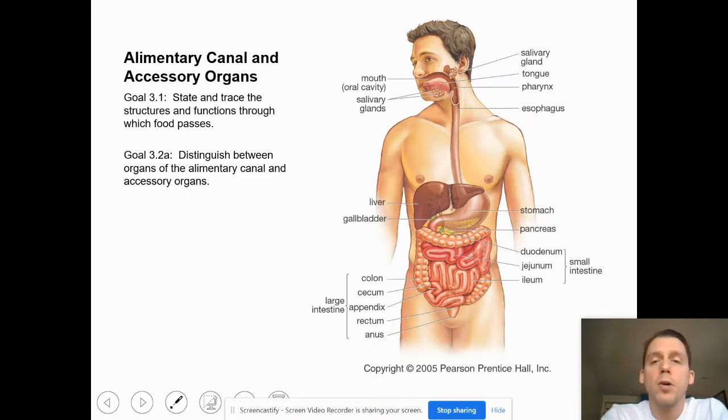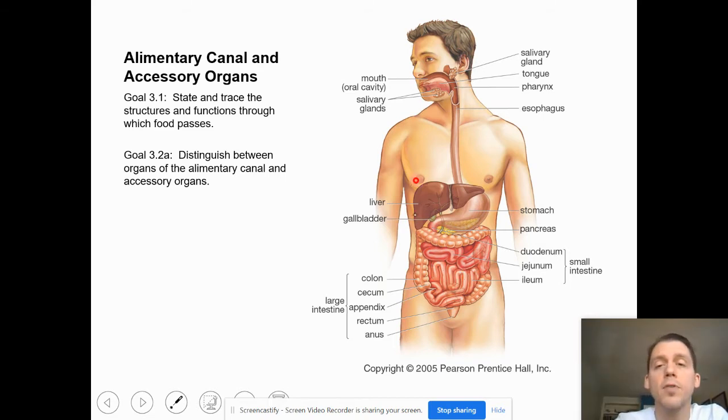So here are the parts of the body, specifically the digestive system, that you need to know. We've got the mouth up here. Along with the mouth, we have the tongue, we have the salivary glands, we have the pharynx, the throat, which goes into the esophagus. And from the esophagus, the food moves into the stomach. From the stomach, food moves to the small intestines, down this tube right here, and this long winding tube.